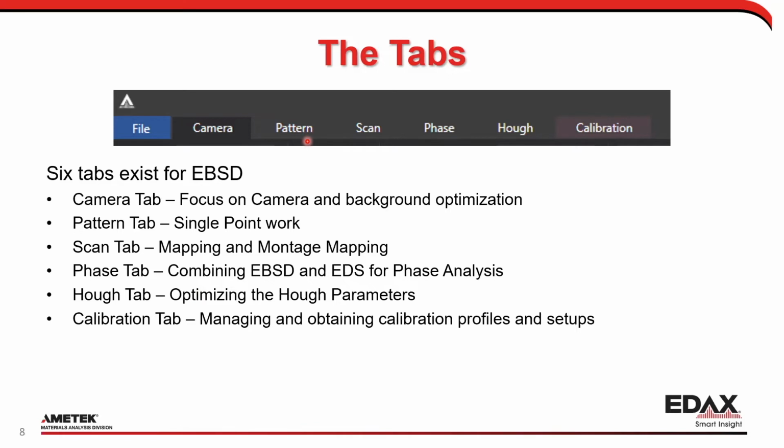The scan tab, the UI is set up more for mapping and montaging, so I can quickly do maps and have maps going quickly. And of course, the phase tab is more of combining EBSD and EDS for doing what's called true phase analysis. So if we say, okay, what do I actually have here? And of course, the Hough tab is made for optimizing Hough parameters. The final tab is a little bit different than TEAM. The calibration tab here is open for all users, so keep that in mind, lab managers. It allows you to quickly change, optimize, and go back and forth between different calibration profiles. This is incredibly useful, and I think you guys have already found use for that, and that's good to hear.